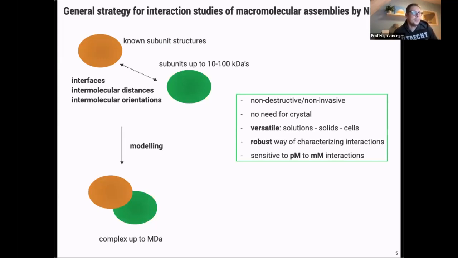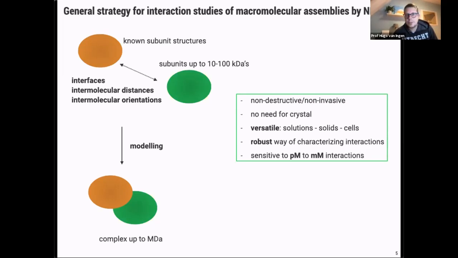So the great thing of using NMR here is that, of course, this is a non-destructive, non-invasive technique. You don't need to crystallize your complex. And NMR is a quite versatile technique. You can apply it if your sample is in solution, in a sediment, in some kind of gel, in the solid, or even in a cell. It's also actually a very robust way of characterizing interactions, and it's sensitive to essentially all interactions, from the very strong to the very weak.